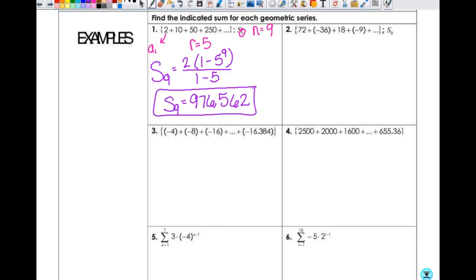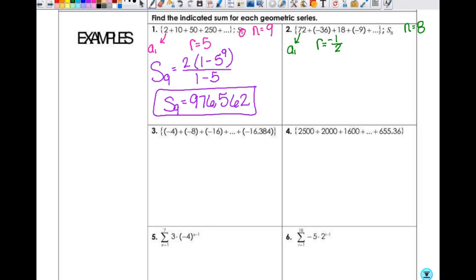All right, so let's look at number 2. What is n? 8, right? a1 is 72. r. What is r? Negative 1/2. Good, because we're dividing by 2. That means we're multiplying by 1/2, and the signs are changing, so it's negative, or they're alternating. So we got all our pieces.